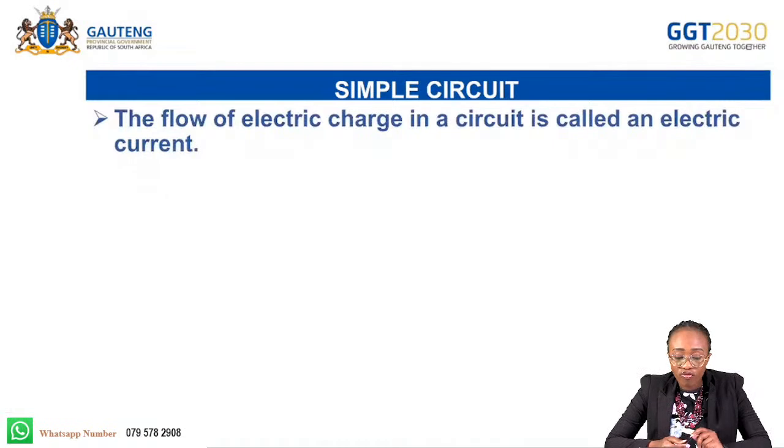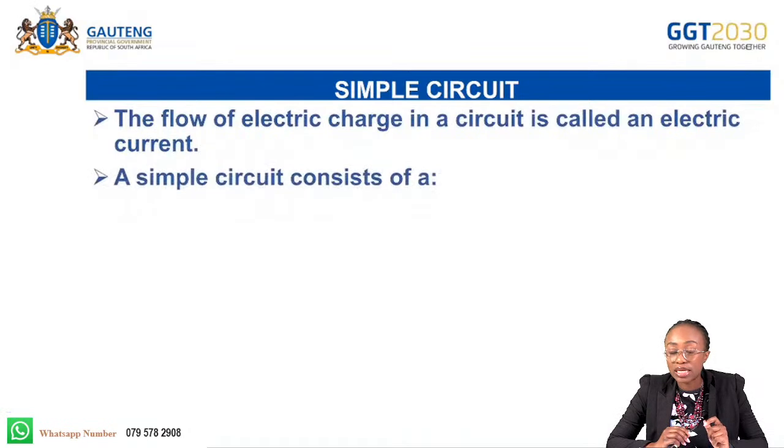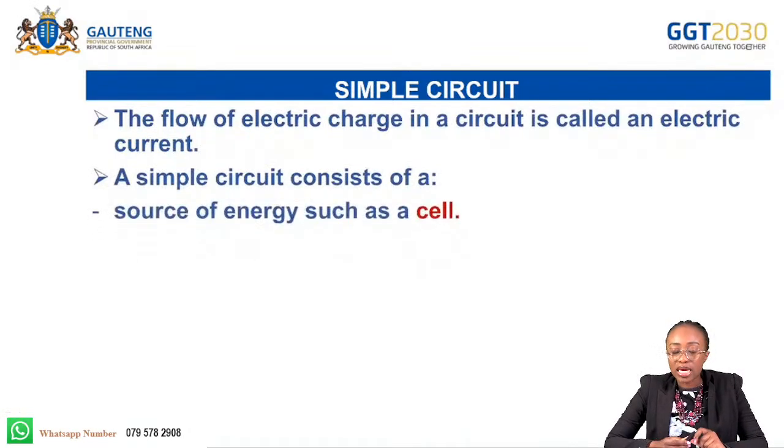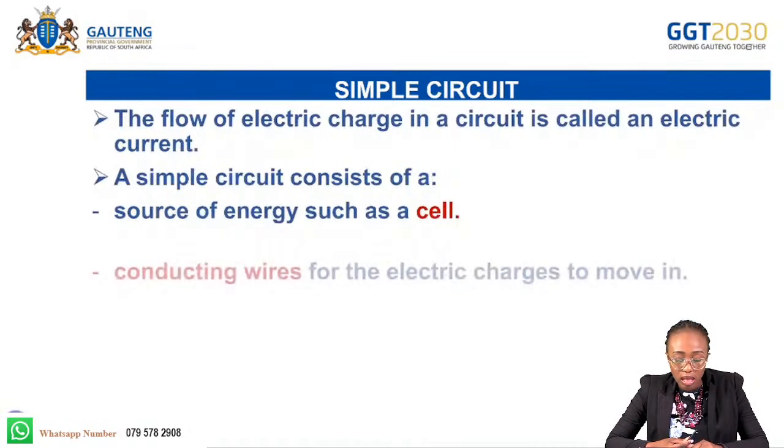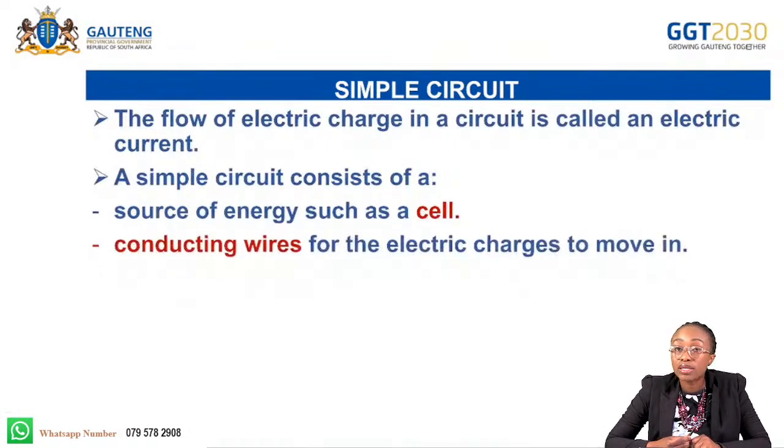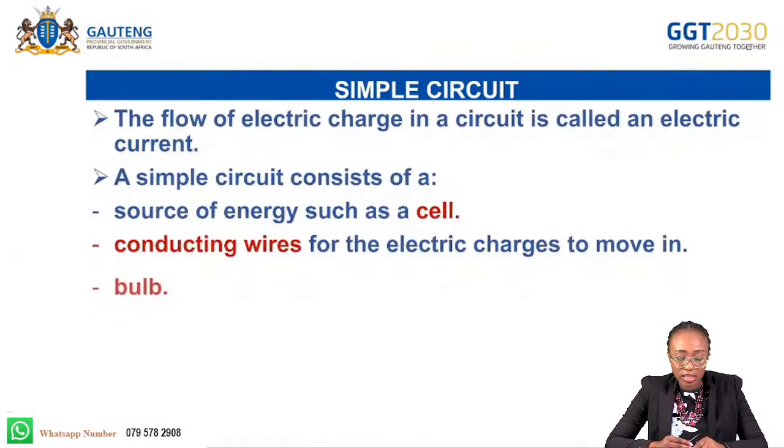Now, the flow of electric charge in a circuit is called an electric current, and a simple circuit consists of the following. It needs a source of energy, and that source of energy is usually a cell. We also require conducting wires, a material that allows charges to flow through it. We also need a bulb, and we also need a switch.